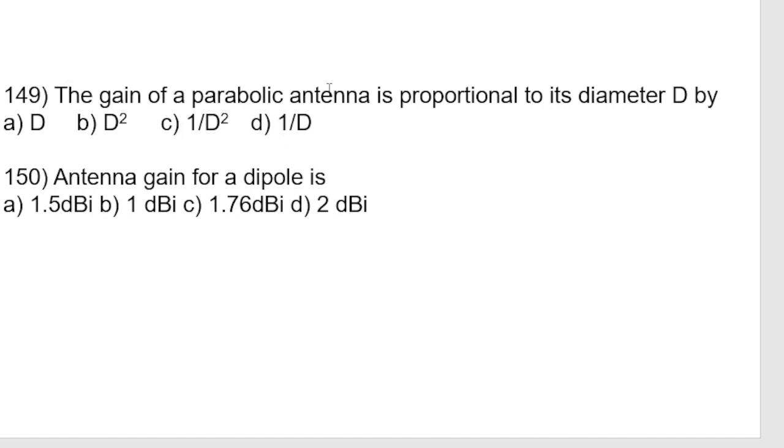The gain of a parabolic antenna is proportional to its diameter, D square. The antenna gain for a dipole is 1.76 dBi. So friends, these are the questions that were asked in the 2013 technical part. We have covered that.